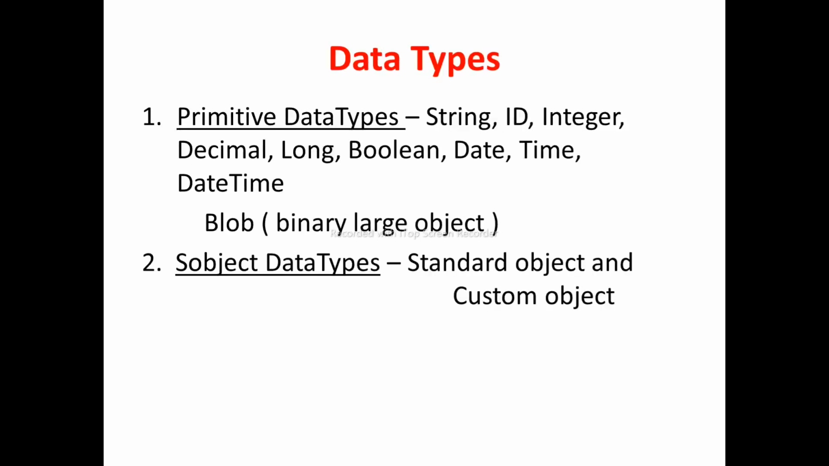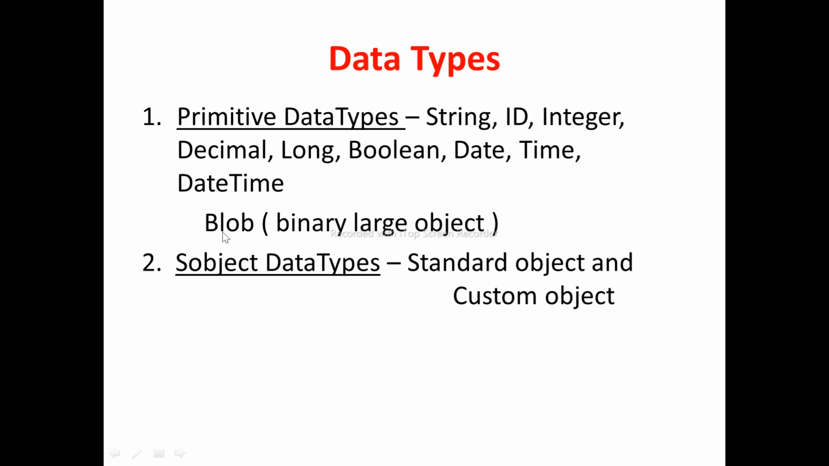Next point is data types in Apex. There are two types of data types in Apex. First one is primitive data types and the second is object data types. Primitive data type means it is a static memory allocation data type. These are the data types in primitive: string, id, integer, decimal, long, boolean, date, time, and the last one is datetime.